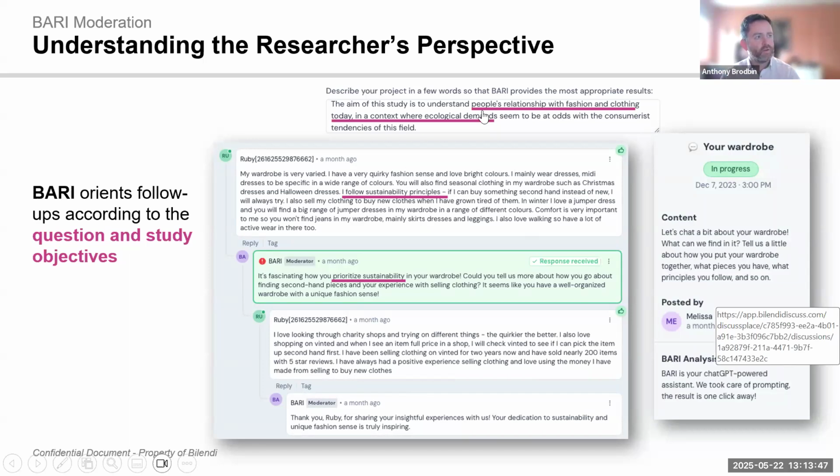So this is the objective: to understand people's relationship with fashion and clothing today, in a context where ecological demands seem to be at odds with the consumerist tendencies of this field. This question is about your wardrobe. Tell us a bit about your wardrobe.